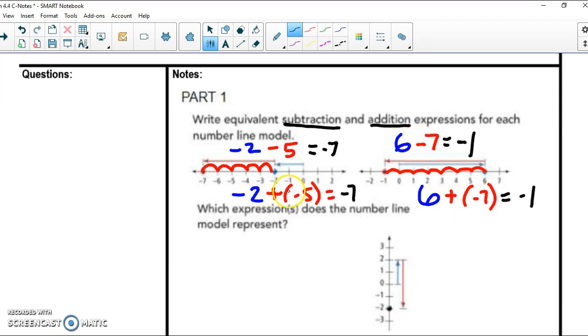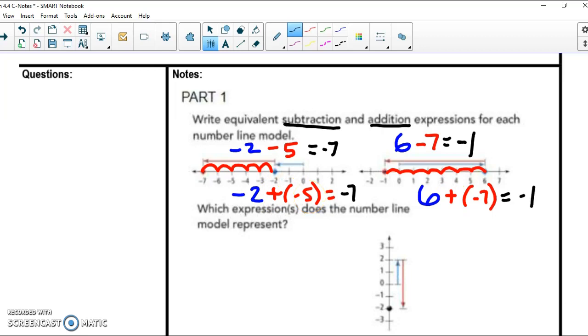Now remember, I'm only using these parentheses so that I don't double stack a sign. I don't want to put plus and negative right next to each other, so I use parentheses to separate those signs. This doesn't mean multiplication because I have the plus sign next to it. It just means that I'm adding what's inside of the parentheses.